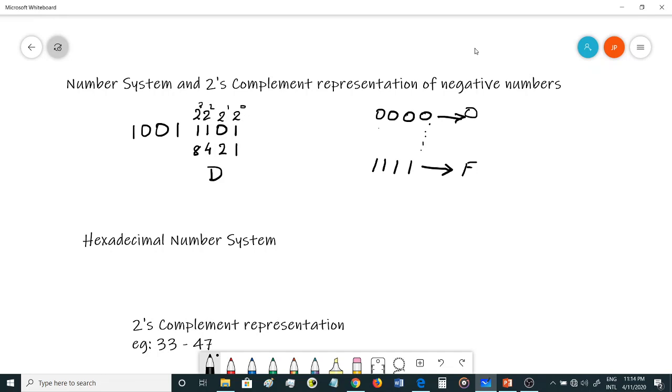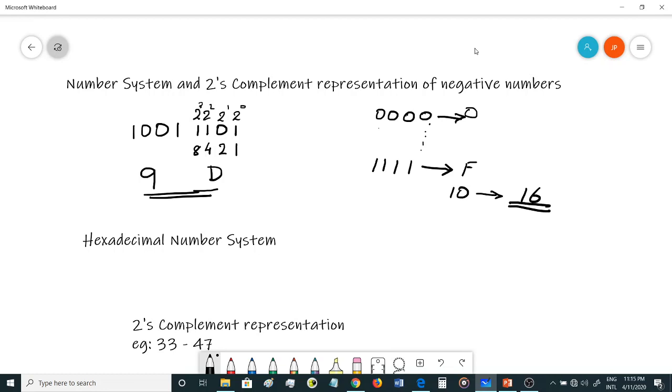10 is A, 11 is B, 12 is C, 13 is D, 14 is E, 15 is F. 1111 is 15. Now 10 in hexadecimal corresponds to 16 in decimal. I hope this is clear. Now here it is the 2 to the power 3 portion plus the 2 to the power 0 portion, which is 8 plus 1, that is 9. So this is how we will be representing the binary numbers. We'll always be representing all the binary numbers in hexadecimal numbers. So that is the advantage of using hexadecimal numbers.